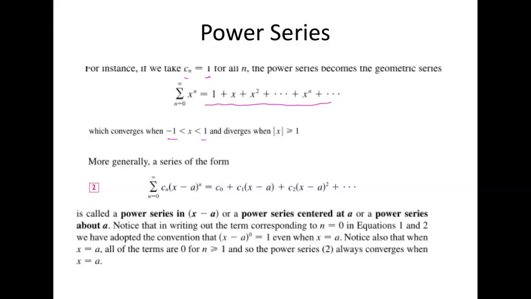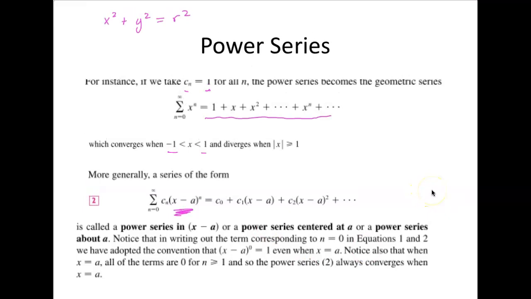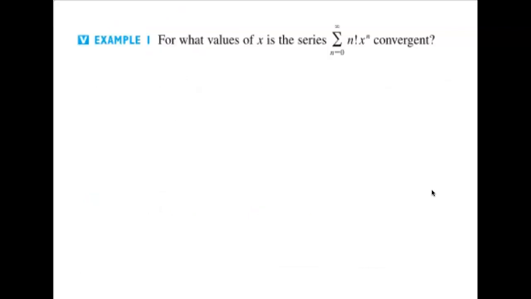More generally, if you shift the series, so if you subtract a, we call that a power series centered at a. The reason we call it centered at a is, do you remember conic sections? A circle centered at the origin looks like x squared plus y squared equals r squared. But if you want to shift that circle, it's x minus h squared plus y minus k squared, and that shifts it to (h, k). Same idea here. If you subtract a constant from all terms, that shifts the power series. That's why we call it a power series centered at a.